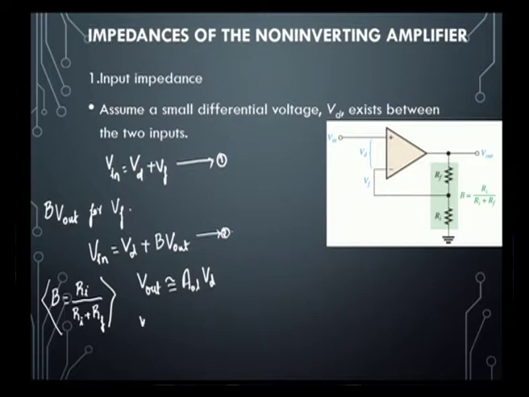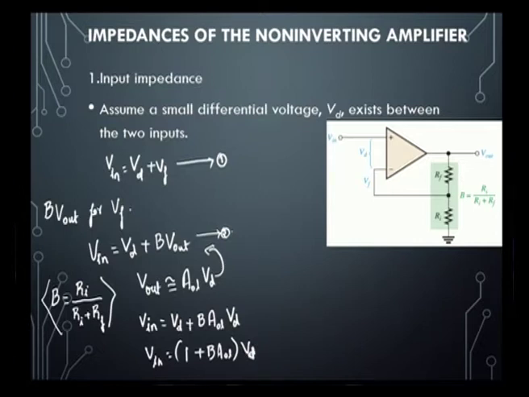So, V in is equal to, now we are going to substitute this V out in equation 2. V in now becomes V d plus B into the open loop gain of the non-inverting amplifier into V d, and by simplifying we can get V in is equal to 1 plus B into AOL into V d. So, this is what we get.